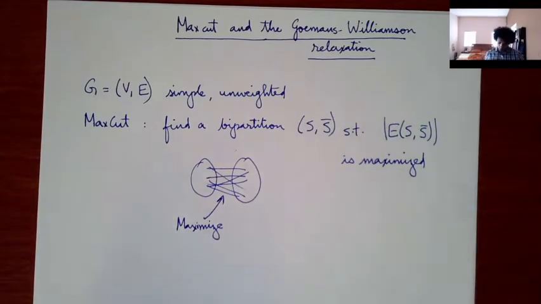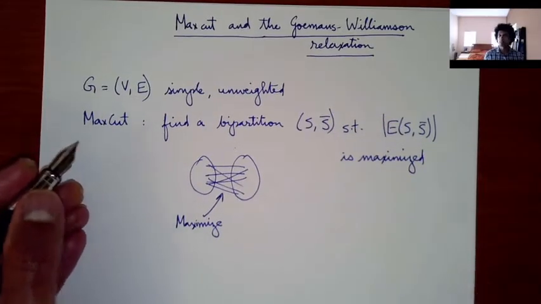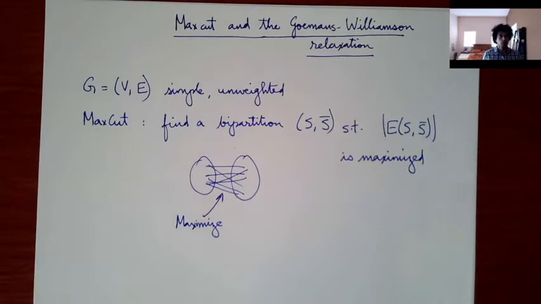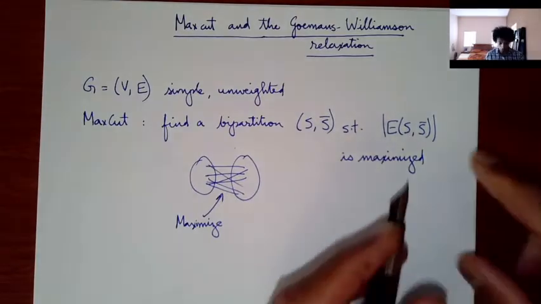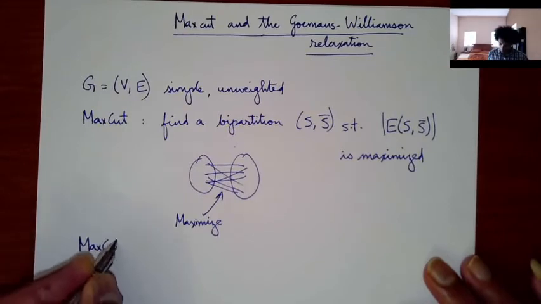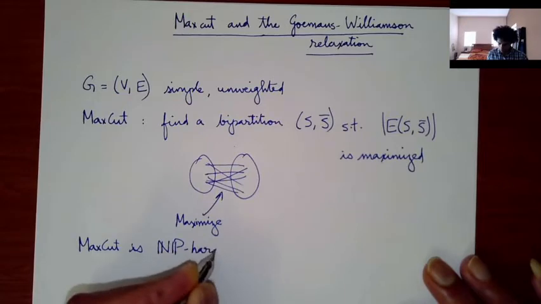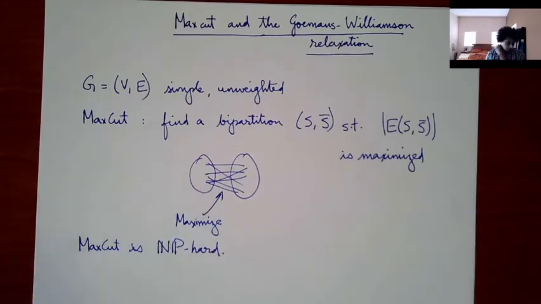Now note that the minimization problem can be solved in polynomial time. That's the min-cut problem, which is to find a bipartition to minimize the number of edges. Maxcut, on the other hand, is NP-hard. And this is one of Karp's original NP-hard problems.